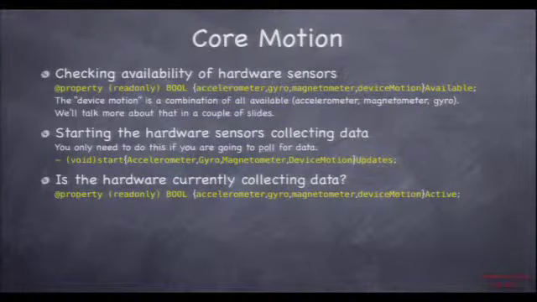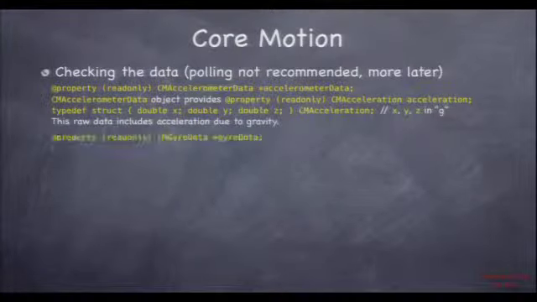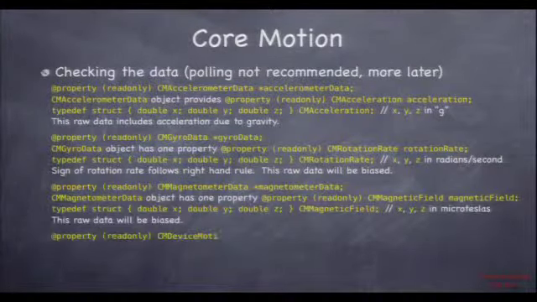Then you can just start it running. Okay, you start whatever hardware you want running by saying start updates. And you can also find out whether the CMMotionManager is currently collecting data from a particular hardware device by asking it whether it's active. When you're done, you want to stop it. Okay? In fact, you want to use this stuff as little as possible because it's not cheap. It uses battery, basically. So do not leave these things just running in the background if you've got a view that's not actually looking at the information.